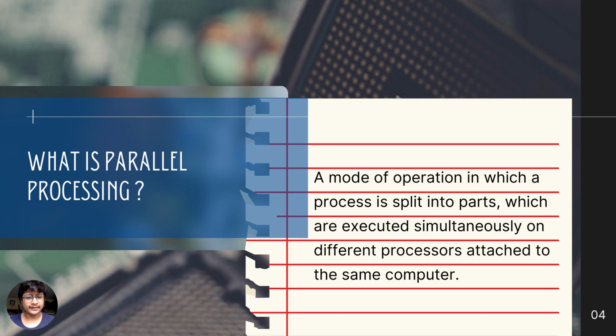So what is parallel processing? Parallel processing, read carefully with me, is a mode of operation in which a process is split into parts. So basically, we are splitting something, which is executed simultaneously on different processors attached to the same computer. Same computer is the underlined word. Let me give you an example.